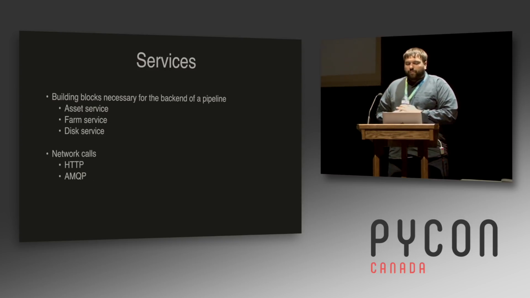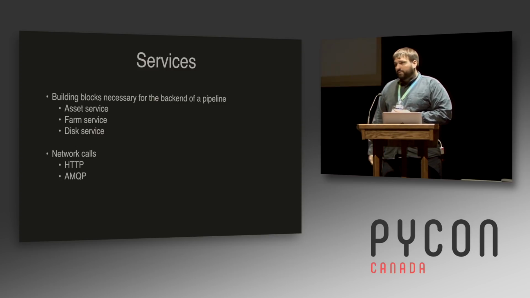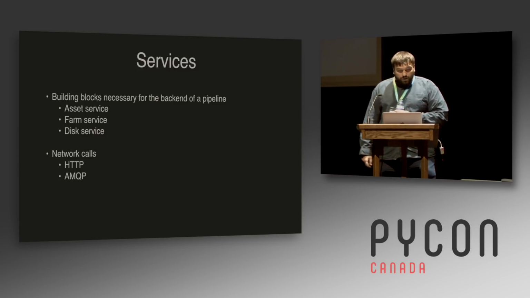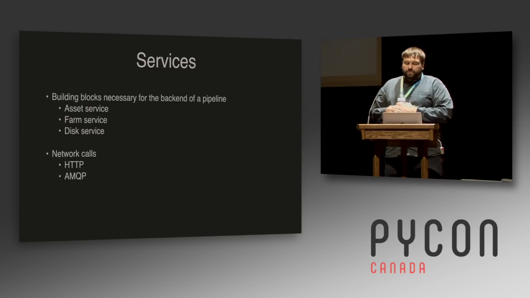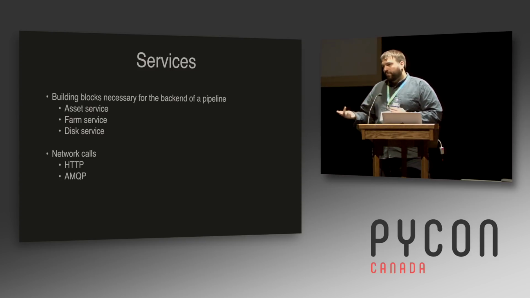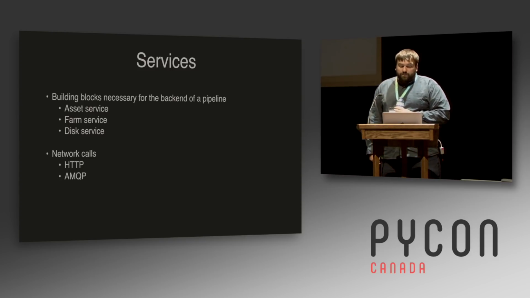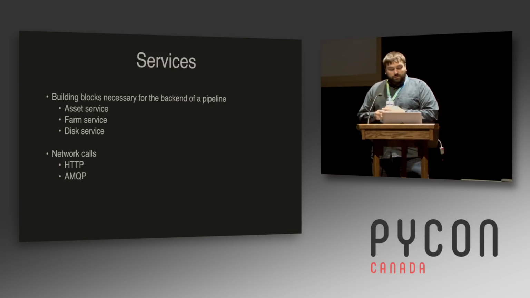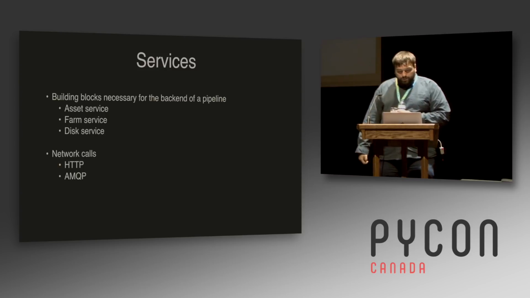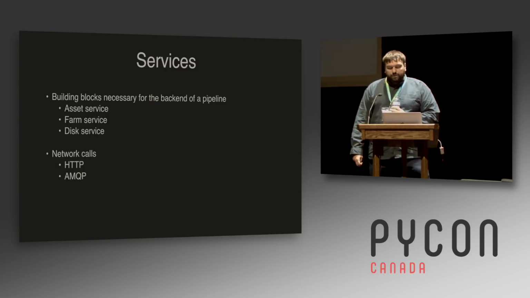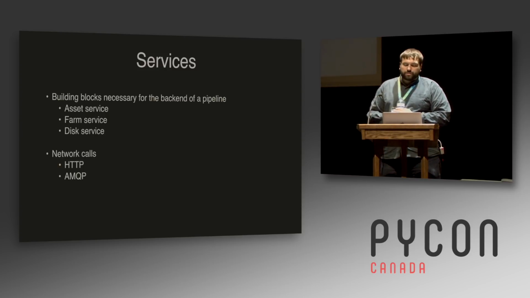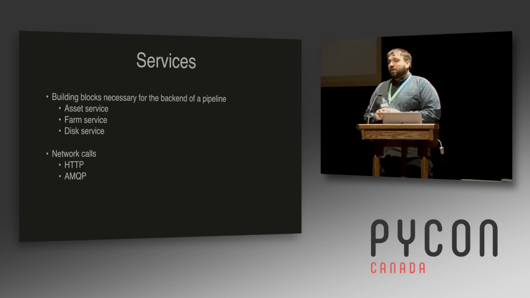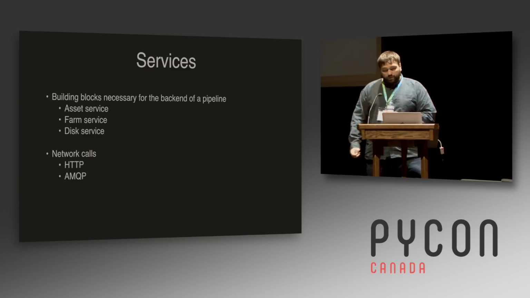So what we saw so far are the building blocks necessary to build the backend. We have the asset service, the farm service, the disk service. By offering those services over the network, they are not coupled to the runtime dependencies. Our stack in the service is very common. We have Unicorn behind Nginx, using green threads and serving the requests. Services usually also have some RabbitMQ workers consuming AMQP messages for tasks that need to be asynchronous, for instance, generating a thumbnail for an image.